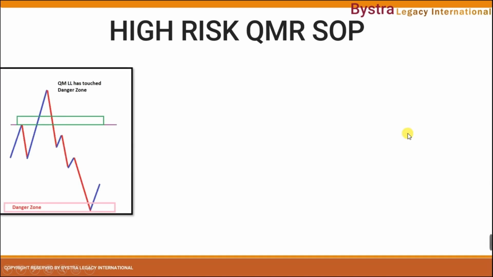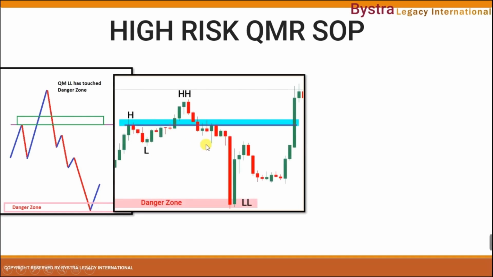The third one is when the lower low for a sell setup has touched the danger zone. Now this is super high risk. Let's look at one of the samples here. We have a very nice QM pattern. Let me draw this out.